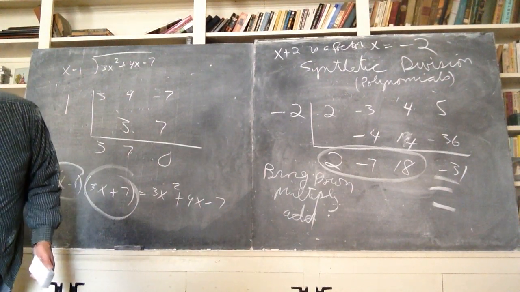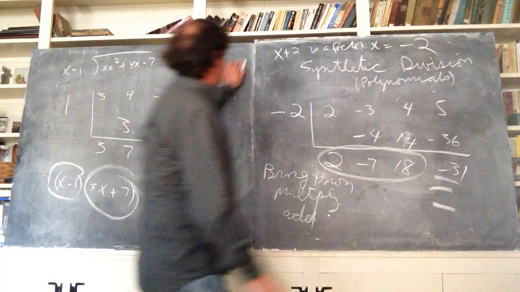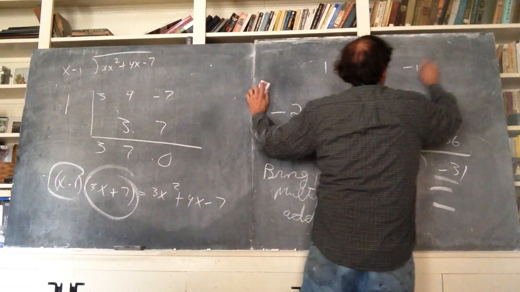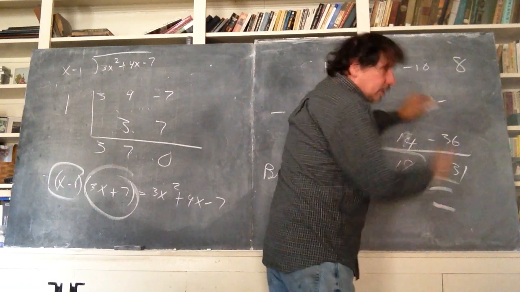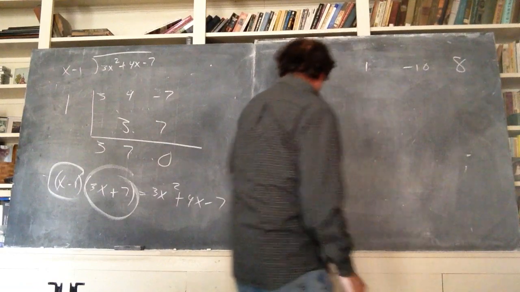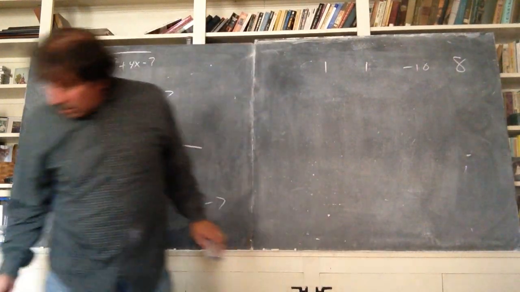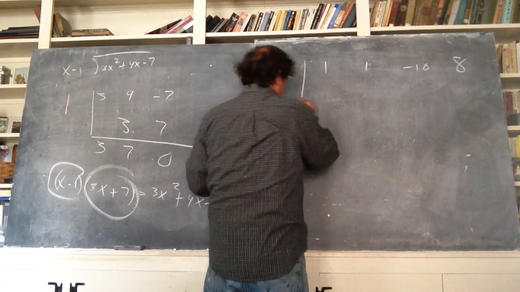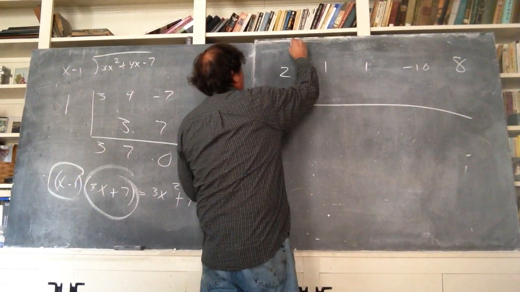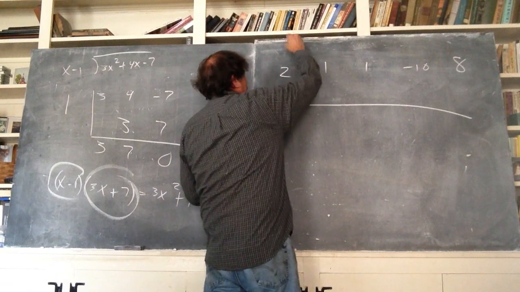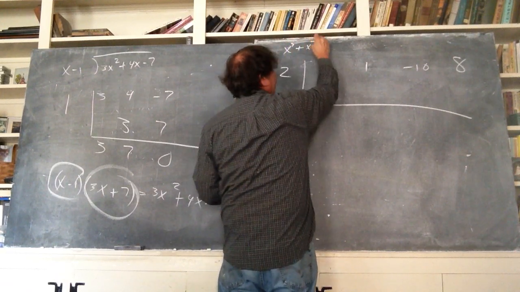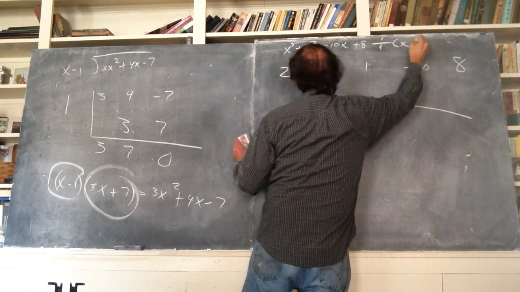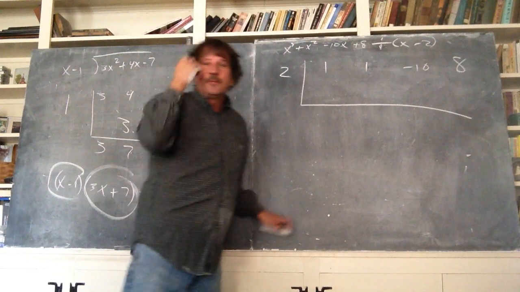Let's go a third degree. 1, 1, minus 10, 8. Boy, as you do this, you're going to understand what I'm writing down there. Bring down, multiply, add, and what we want to divide that by is x minus 2. So we're putting a 2 here. This is the problem. x cubed plus x squared minus 10x plus 8 divided by x minus 2. That's how you set it up synthetically.